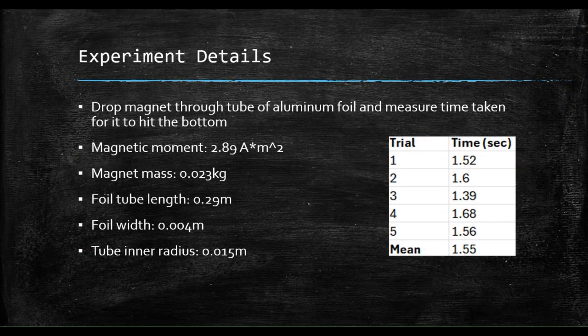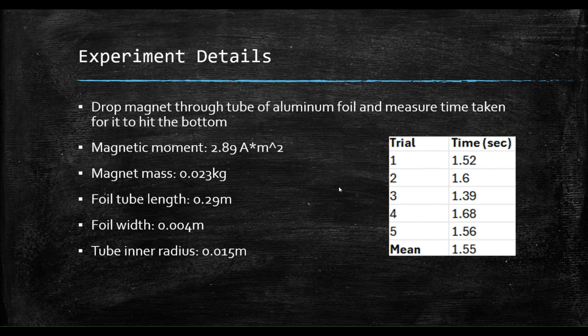So how this experiment worked, essentially what happened was a magnet was dropped through a tube of aluminum foil, and the time taken for it to hit the bottom of the tube was measured. Here's the data for that experiment. For the time, you can see right here, obviously a mean of 1.55 seconds.